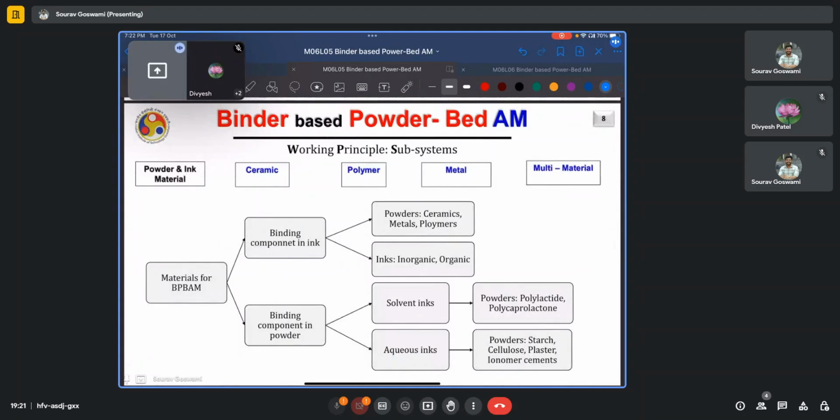Now, depending on the structural material that we are using, the ink or the binder that goes with it will also change. So, if we have the binding component in the ink itself, in such cases, the inks would either be an inorganic or organic type, and the powders which can be processed via this route are ceramics, metals, and polymers. So, this covers all of your engineering materials.